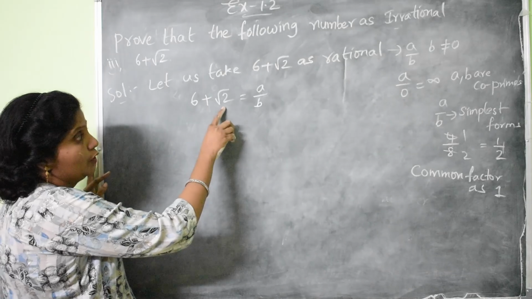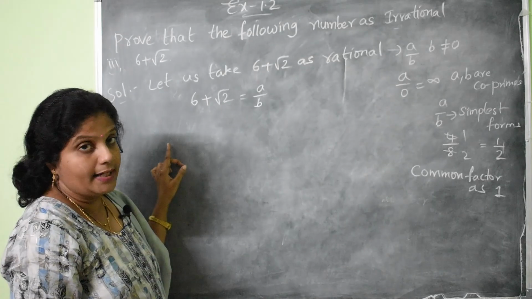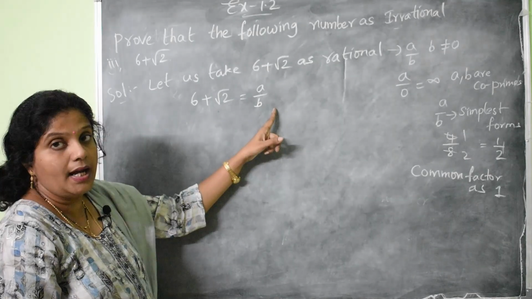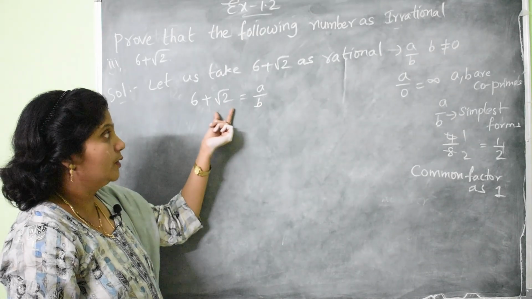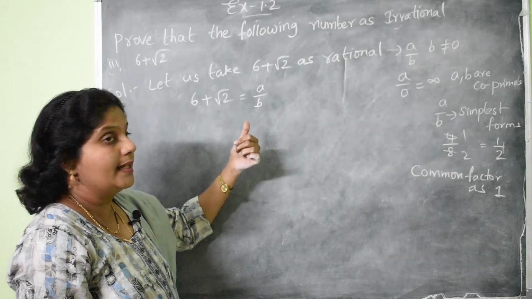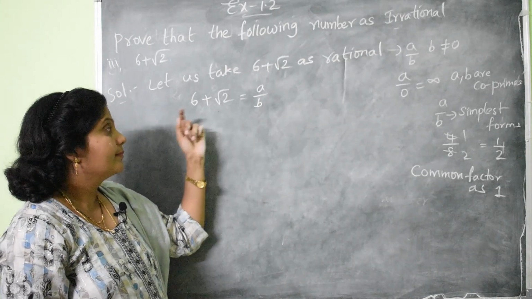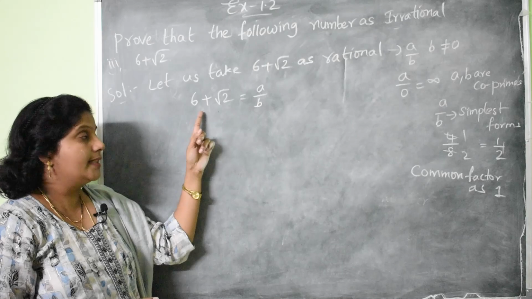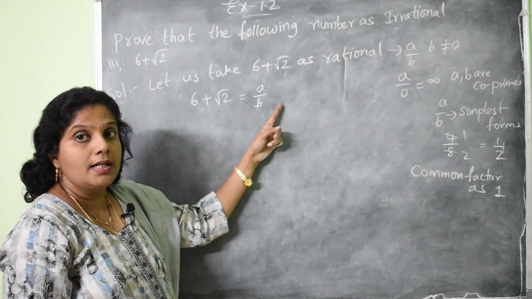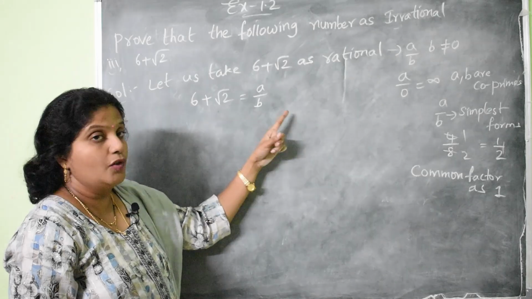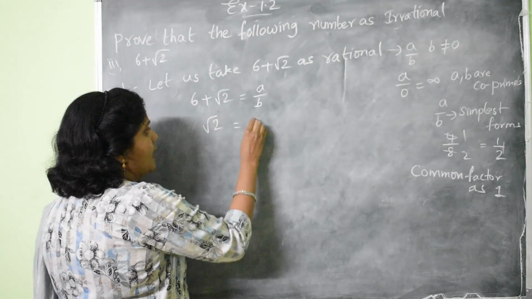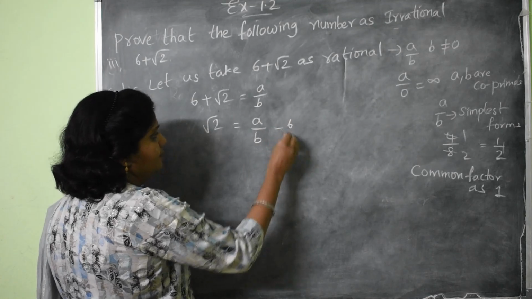Root 2, we know that root 2 is irrational. So I am keeping only root 2 here and taking 6 to the other side, because we already know that root 2 is irrational. 6 is in addition form, so when it goes to the other side it becomes subtraction. Plus becomes minus. So root 2 is equal to a by b minus 6.